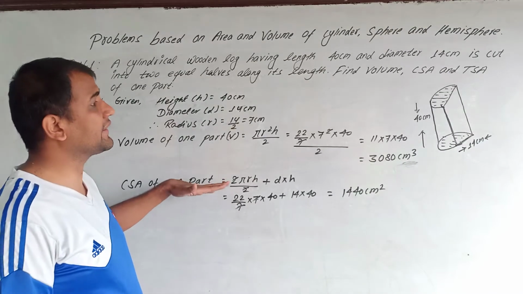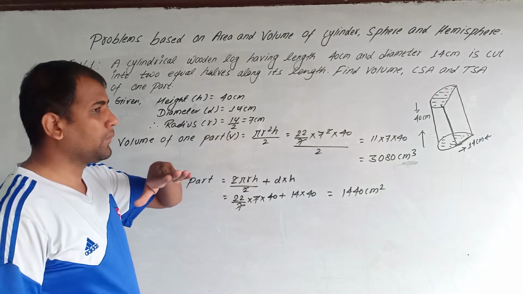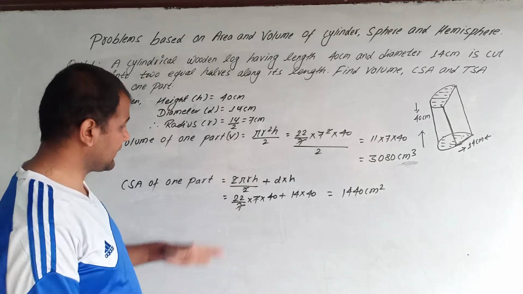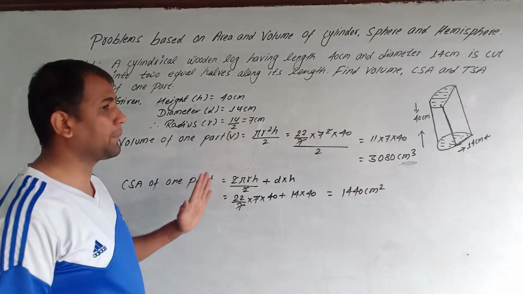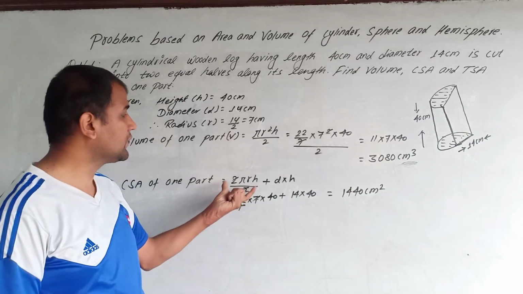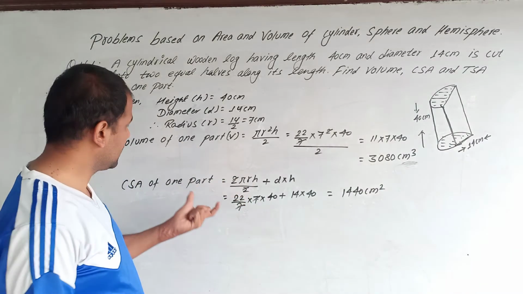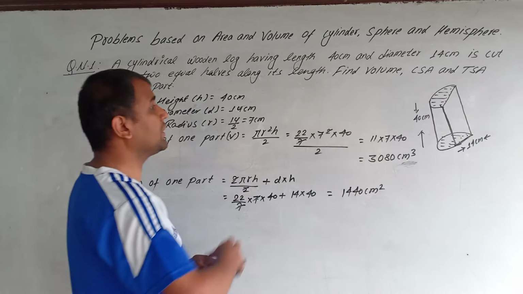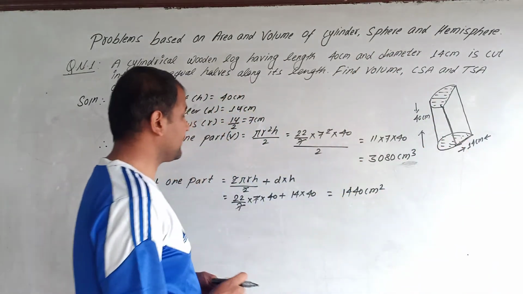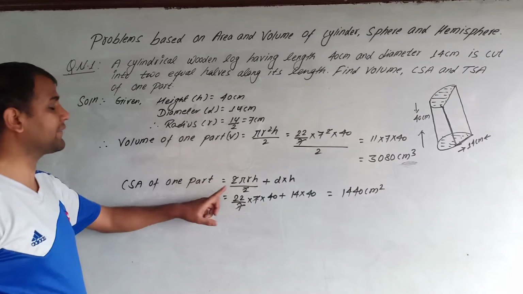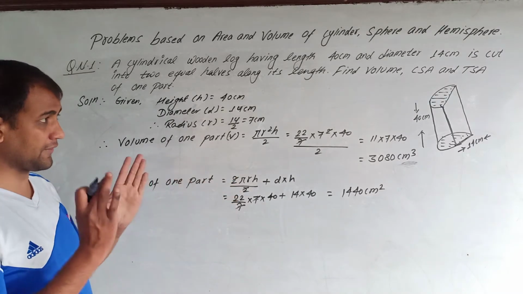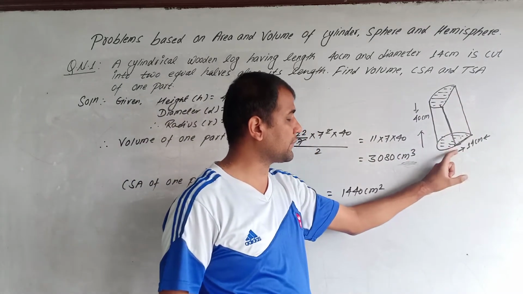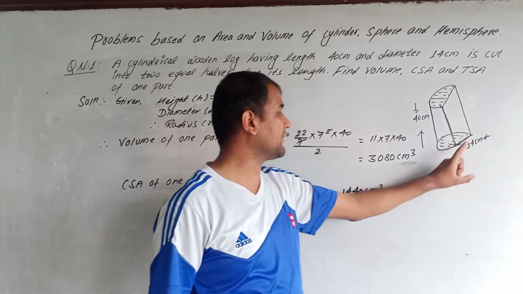And if the cylinder is cut horizontally, that means from the breadth side, then curved surface area of one part is only half of the curved surface area of the whole cylinder. But here, if the cylinder is cut along the length, that is vertically, then curved surface area of one part is equal to half of the curved surface area of the cylinder plus the one rectangle that forms. So this area of rectangle is equal to length, length means height, into breadth, means diameter.